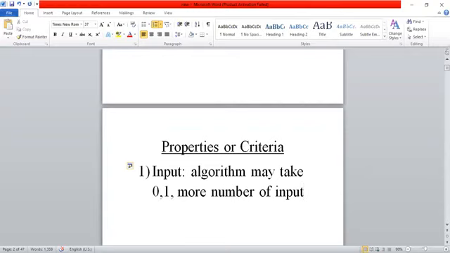For any designed problem or any designed program, it must take some inputs and produce the required or useful output. Is it clear? So what do you mean by zero input? Every algorithm or designed program, any product, must take inputs and produce at least one useful output. But with respect to input, the algorithm or program may take either 0, 1 or more number of inputs. I will give an example for 0.